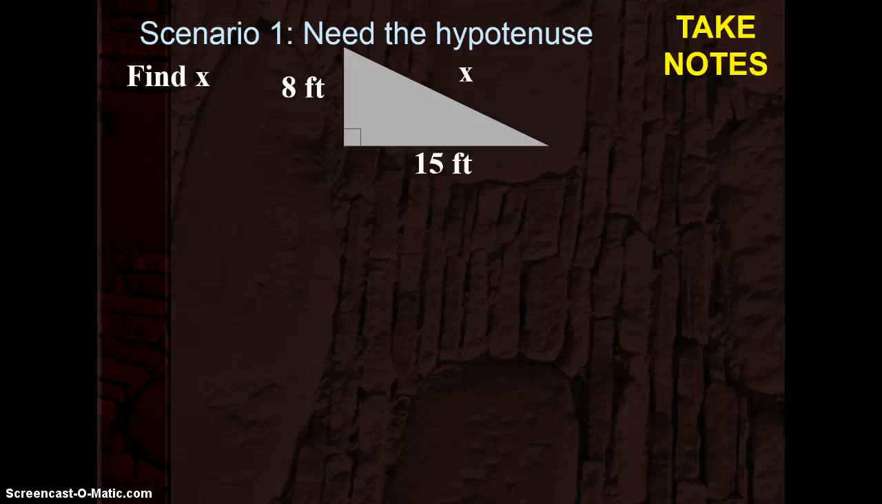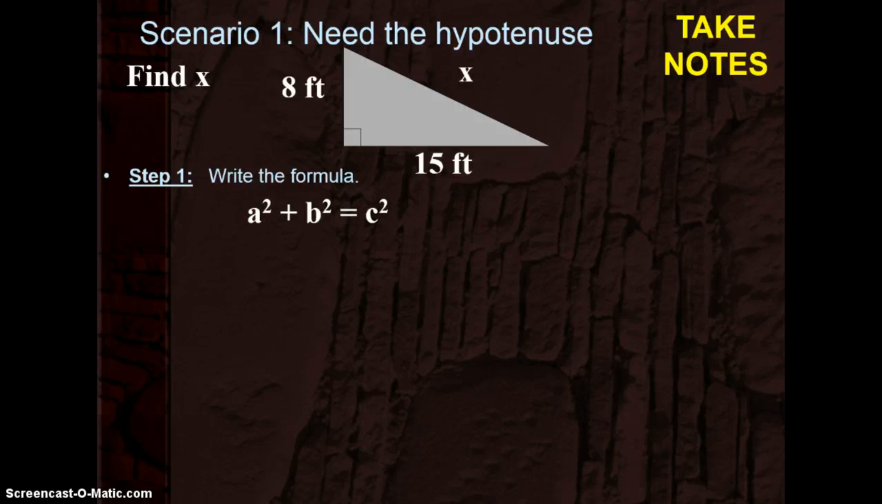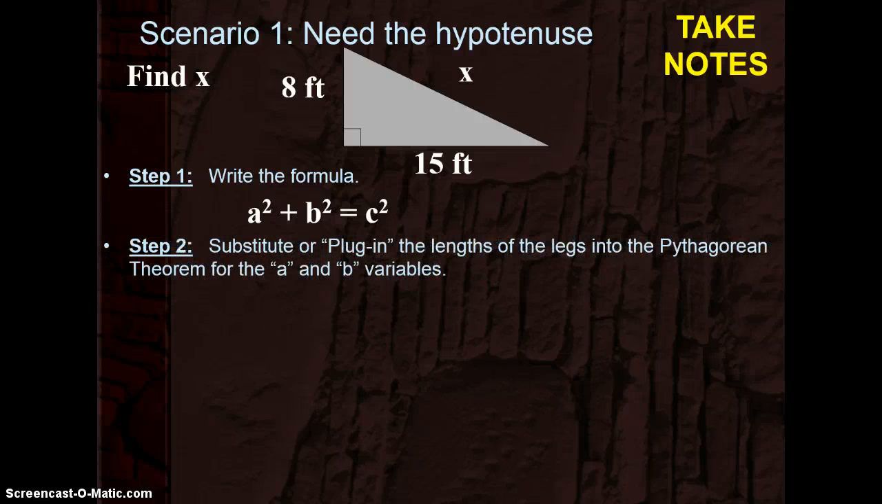So how do we solve for the hypotenuse? Well, you take the 2 measures you do have. By the way, 8 feet is going to represent A. 15 feet is going to represent B. What's C going to represent? X, or our hypotenuse. So first we start off by writing the formula. That's our A squared plus B squared equals C squared. Step 2, which we just wrote down, we're going to substitute or plug in the lengths of the legs, which in this case are going to be 8 and 15.